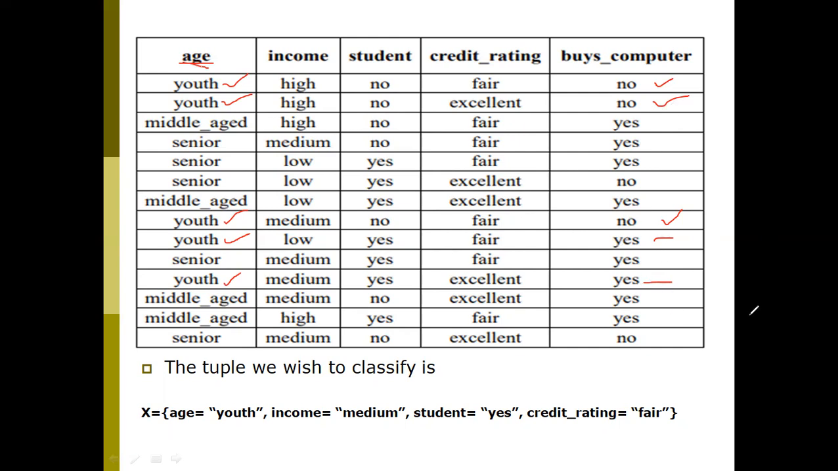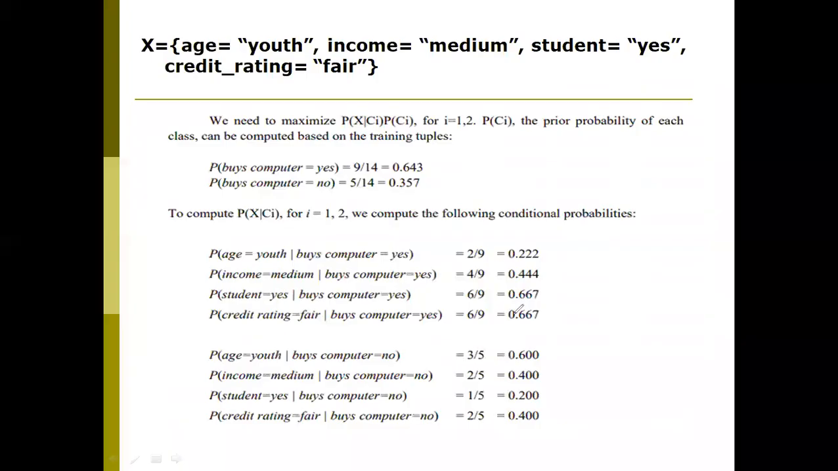The same thing I have discussed till now. What is it here? Two records are labeled with yes under the category of youth, age is youth, and three records are labeled with no under age is youth. These are the values. So 2 out of 9 yes class labels, 3 out of 5 no class labels.